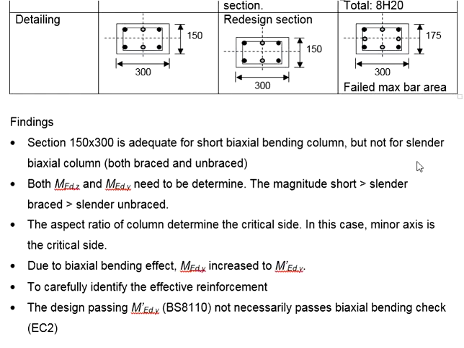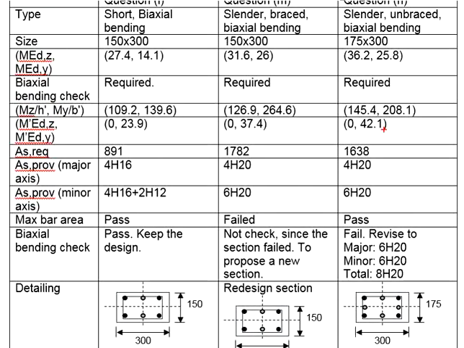Next finding, you see that for the start, we will need to determine the design moment both in the major and the minor axis, since we know that there will be moment acting in both axes. And the design moments increase from short to slender column. Among the slender columns, the unbraced column will be more critical, as can be seen by the magnitude of the design moment, both in the major and the minor axis.